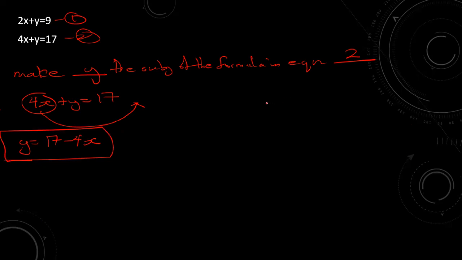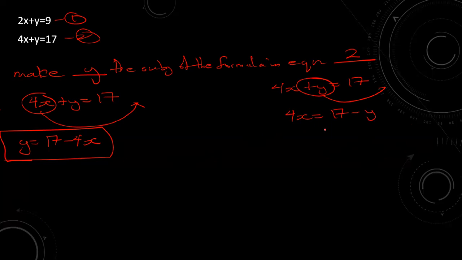You can also decide to make x the subject of the formula. If I want to make x the subject of the formula in equation 2, I have 4x plus y equals 17. We have to take this y to the other side: 4x equals 17 minus y. But since we want x to be the subject of the formula, we're not done. We still have to divide both sides by 4 to take this 4 away.